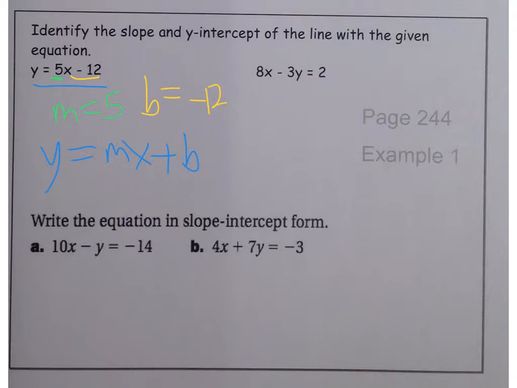Now, the second one here is a little bit harder because it is not in that y equals mx plus b form. So we're going to have to rearrange it a bit to make it so it is. And we're going to practice this today. That's part of the reason why we're only doing this part today, and then we're going to do the rest of the lesson tomorrow. So what I'm going to do is I need to end up with the y by itself. So I'm going to go ahead and subtract 8x from both sides.